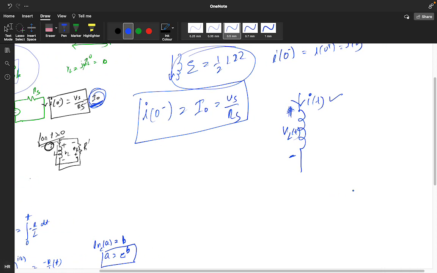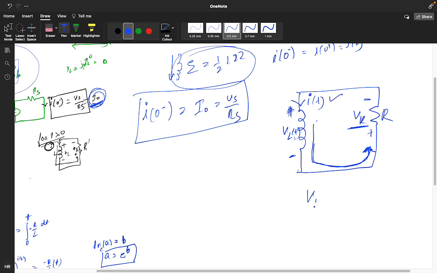now when the circuit is connected to this particular resistance, what is happening? My I of t is flowing like this. It's delivering the energy from this side to the resistor, and we are getting the VR value, and this is my VL value. So we are getting one equation, VL plus VR is equal to 0.